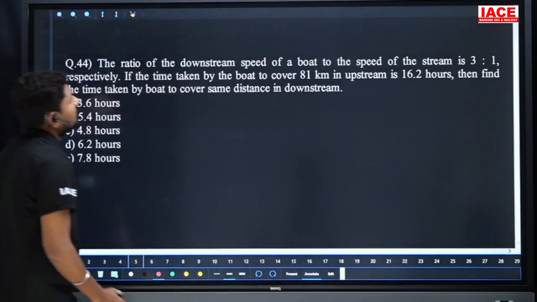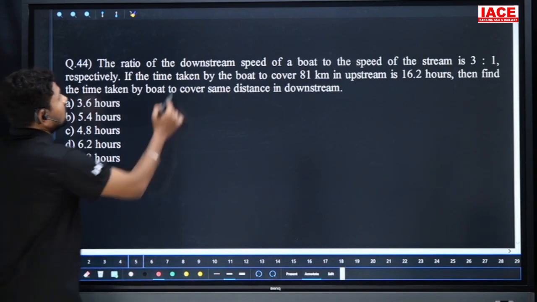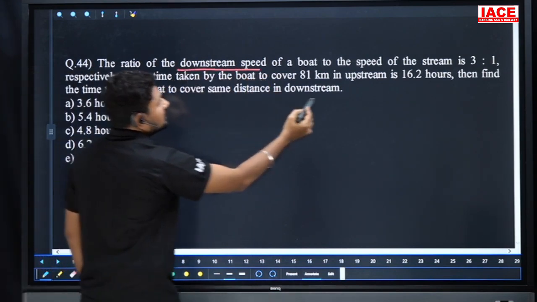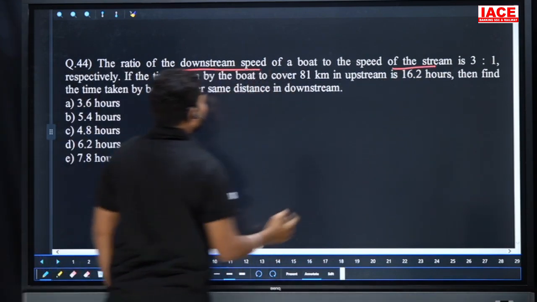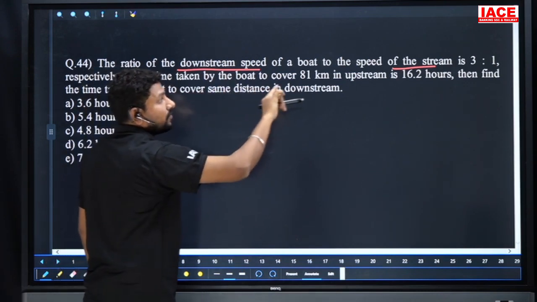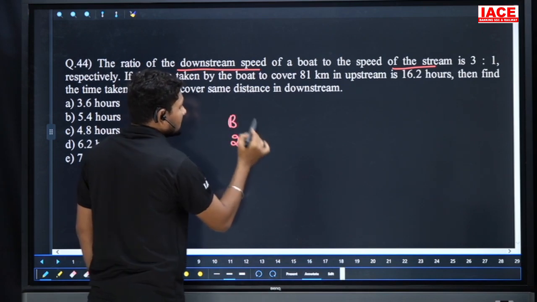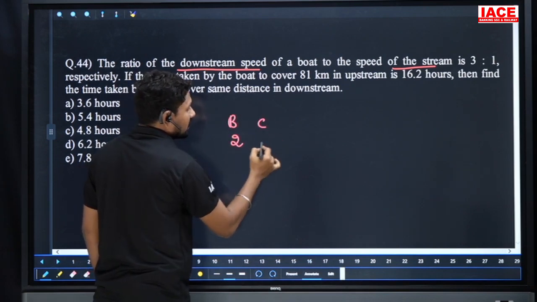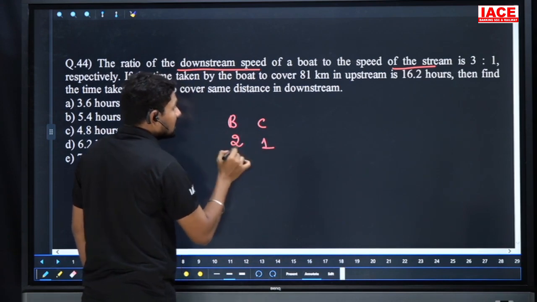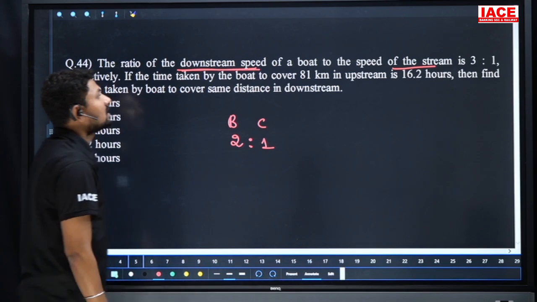Next question is the 44th. The ratio of the downstream speed of the boat to the speed of the stream is 3:1. The first ratio is 3 parts, and the next belongs to the stream speed. Removing the water value, we get the boat speed. Boat speed is 2 parts and current speed is 1 part. 2 plus 1 is 3, which is the downstream speed. The boat speed and current speed ratio is 2:1.